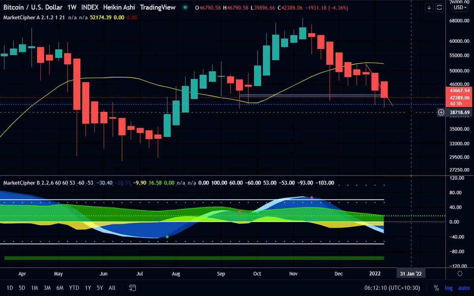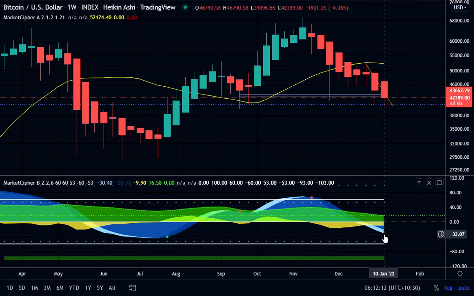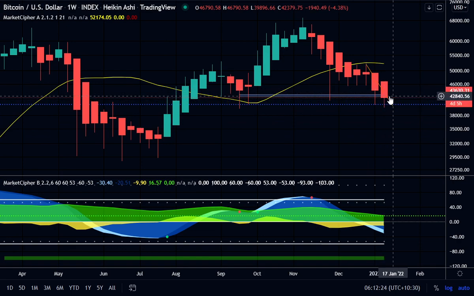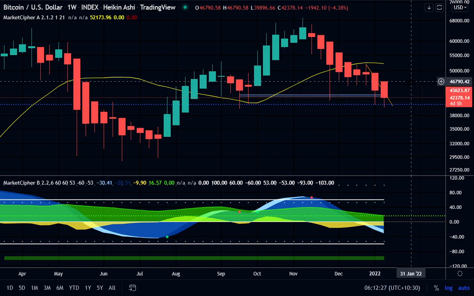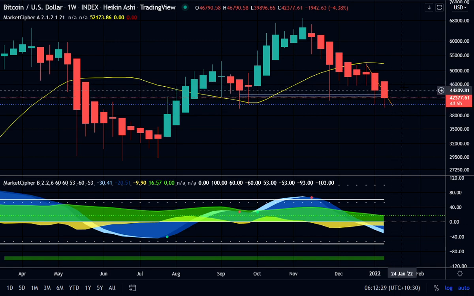So there is a big opportunity here, I think. Once we do get that confirmation, we'll have to see how long that takes. That's why for me, I think we might spend some time between 40 and 46,000 and just grinding out that area for a bit longer, for possibly a few more weeks.